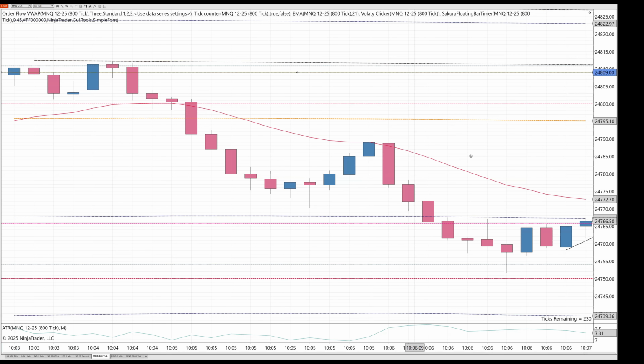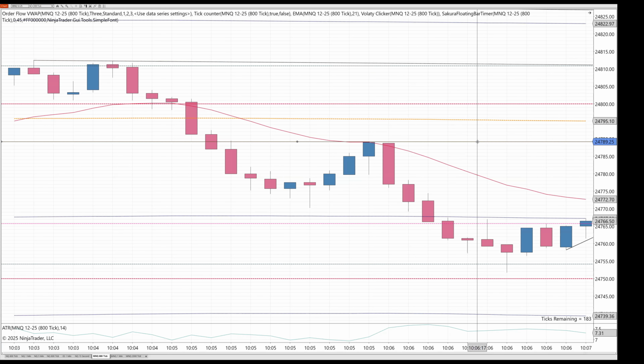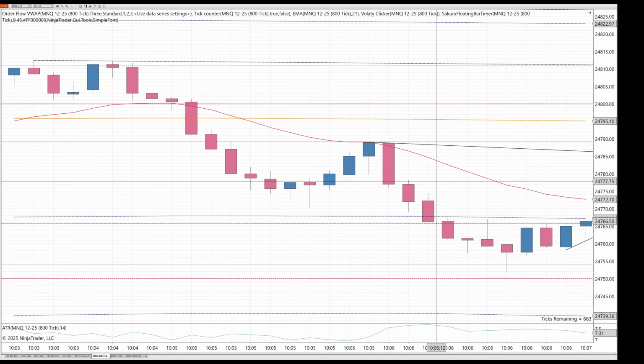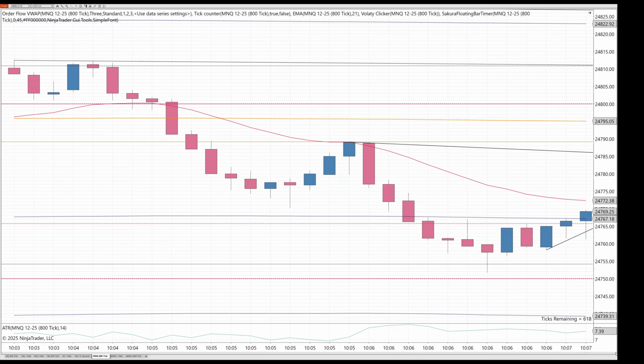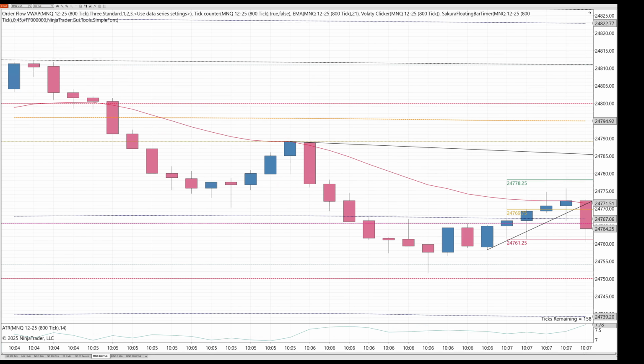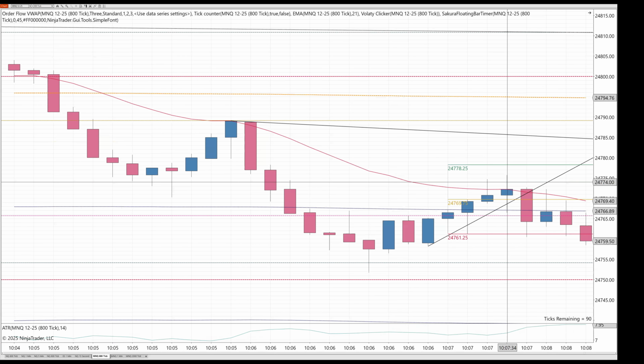Our golden ruler moves down. This is now our signal to go north, but we have the EMA in the way, so we can't take it. There's the stop loss.